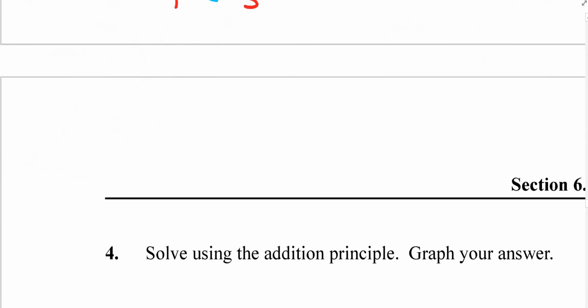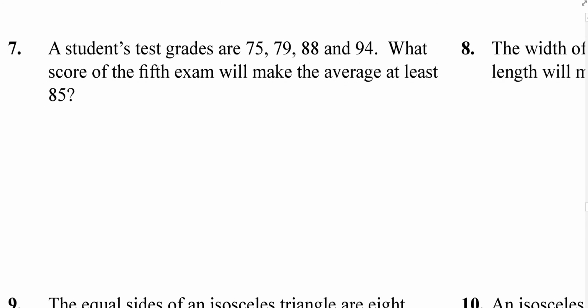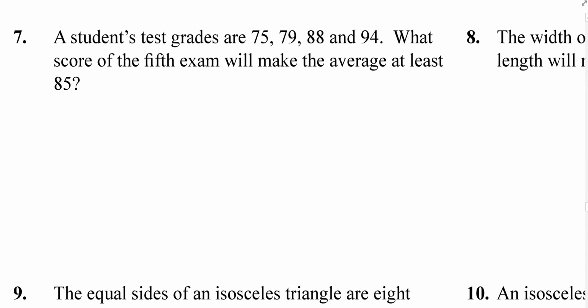Okay, let's move on to a few other questions here. Question number 7, and we also have question number 8, and then that should conclude this homework video guide. For question number 7, a student's test grades are 75, 79, 88, and 94. What score on the 5th exam will make the average at least 85%?